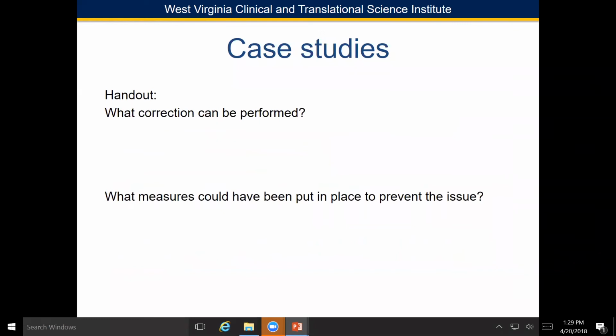So what correction can be performed in this case? Well, there's two things. There's corrective actions and preventive actions. Corrective actions is what you can do to correct the issue in that case. And then preventive action is what can you put in place to prevent it from happening again. So in this case, concretely, what can you do for that study?